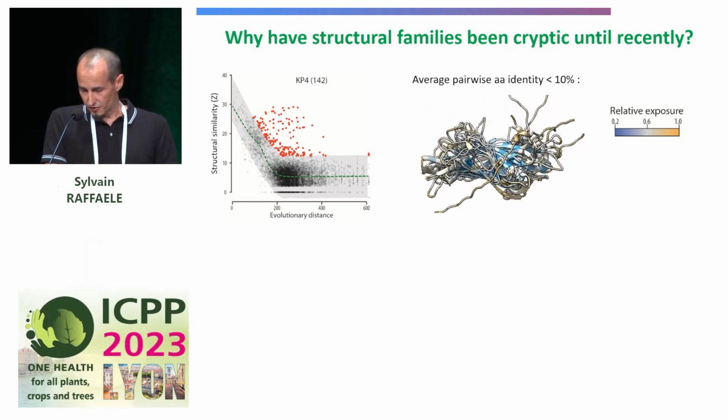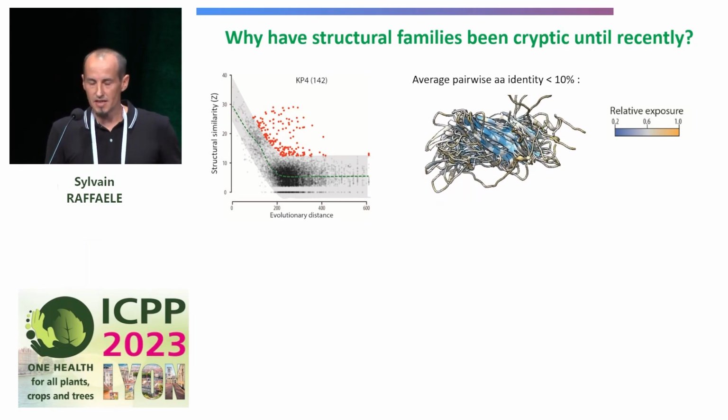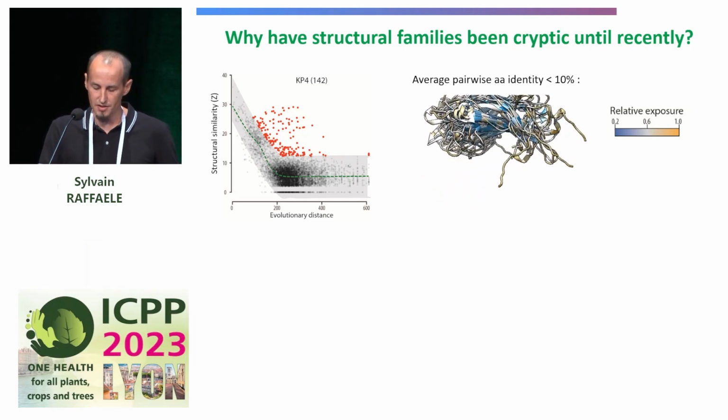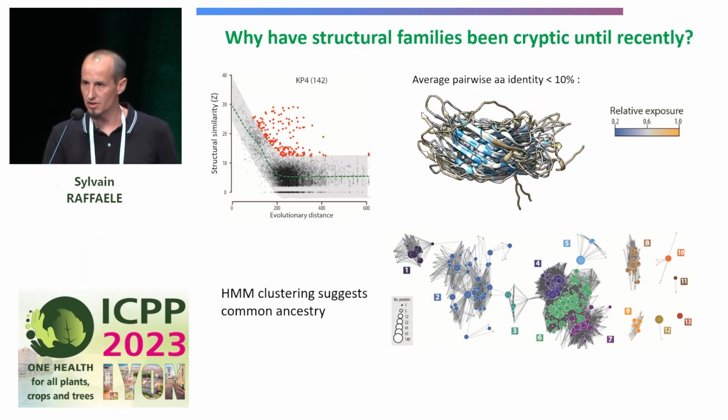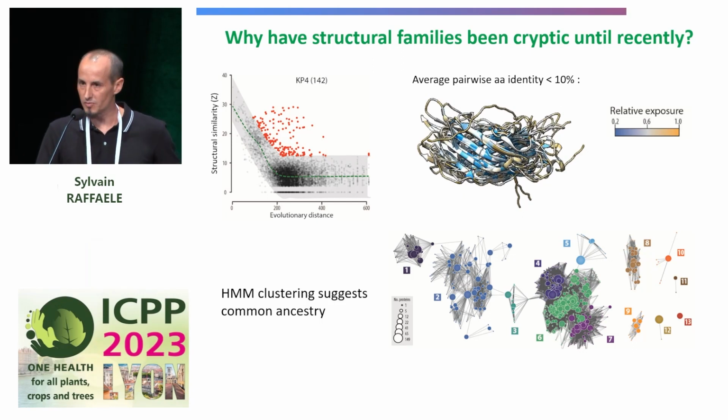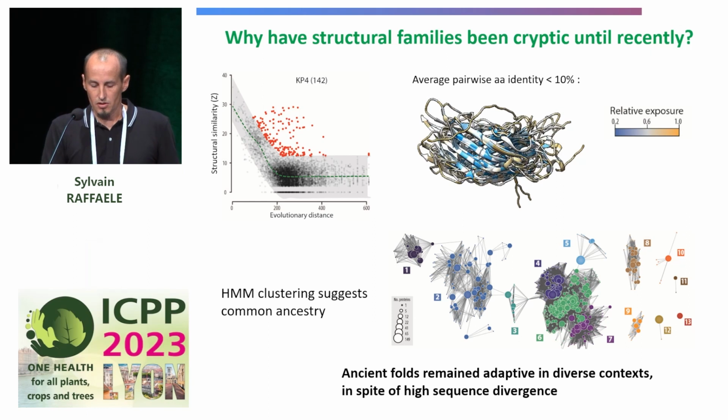This is why we cannot delineate these families by classical BLAST and alignment strategies. But using deep HMM searches, we are able to reconstruct some of these families and actually expand them, sometimes beyond the fungal kingdom. This finding also suggests that some of these families might have very ancient common ancestors. So overall, this means that we have here ancient folds that remained adaptive in lots of different contexts, in different species with different lifestyles, and this in spite of very high sequence divergence.